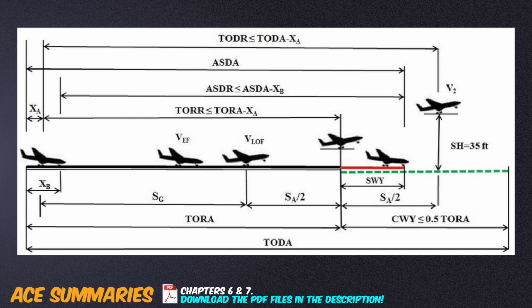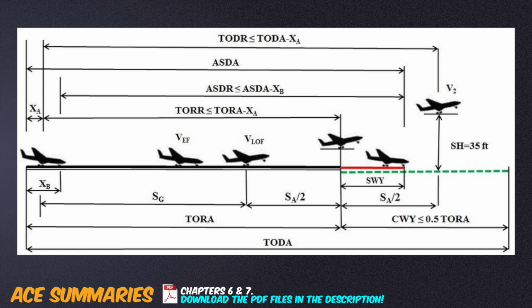TODA is the length of the usable runway plus the length of the clearway available, at the end of which the aircraft should be at V2 and screen height. TODR is the distance required for the aircraft to attain screen height at V2 factored by 1.15 times. The takeoff distance of an aircraft starts at brake release and ends when the aircraft crosses screen height.